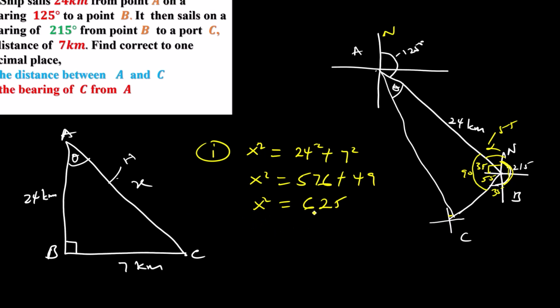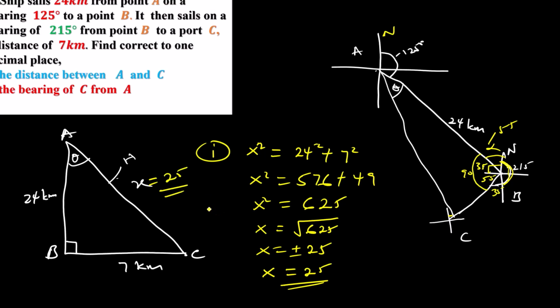So how do we find x here? x is the same as the square root of 625. When you take the square root of 625, you get 25. It's supposed to be plus or minus 25, but distance cannot be negative, so my length here is 25. That's the longest side. So now we know the length AC is 25 kilometers.